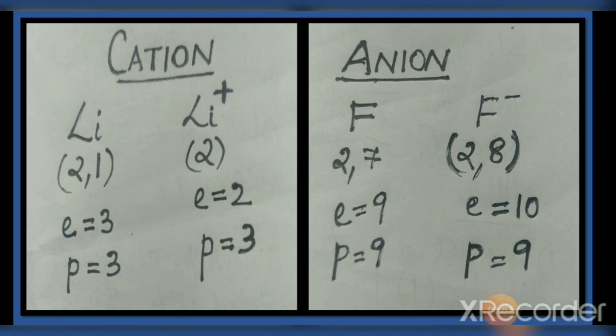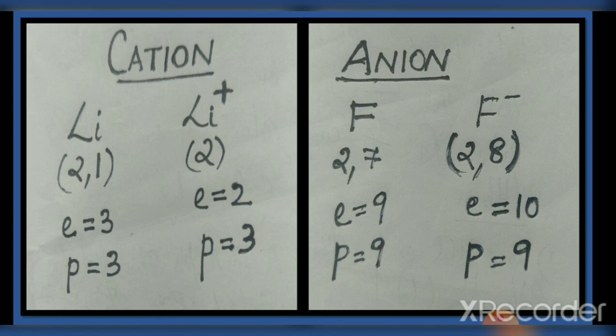Next, we have to learn out of parent atom and anion, which is larger. That is, is the anion larger or smaller than the parent atom? For example, consider fluorine atom and the anion fluoride ion. Out of fluorine atom and fluoride ion, which has more number of electrons? Fluoride ion, 10 electrons. Fluorine atom has only 9 electrons. Now what about the number of protons? It is the same in both fluorine atom and fluoride ion.